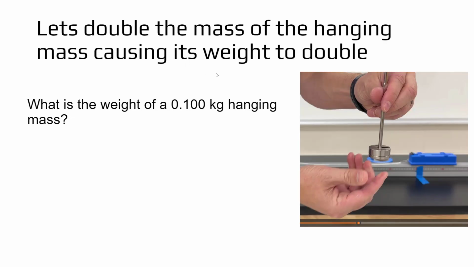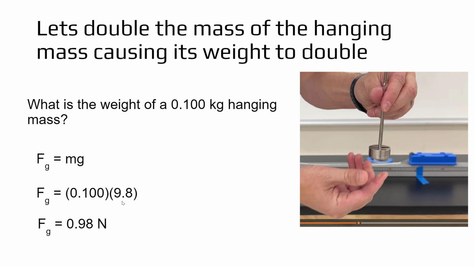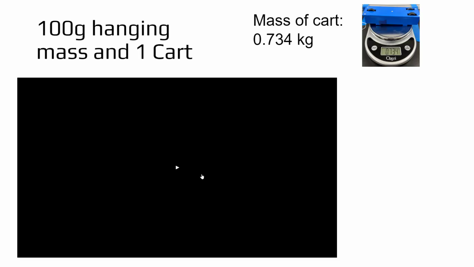Okay, now we're gonna go ahead. Our first thing is we want to test how changing that force affects the acceleration. So we're gonna have two objects. We're gonna add another mass to this, so it's gonna double its mass and therefore double its weight. We can do the same equation again. So now we're gonna have 0.1 kilograms, or 100 grams, but we want it in kilograms. 0.1 kilograms multiplied by 9.8 on Earth, and we get 0.98 newtons of force. So the weight that's going to be pulling on the cart is going to be 0.98 newtons of force. Here's a video of that going on.